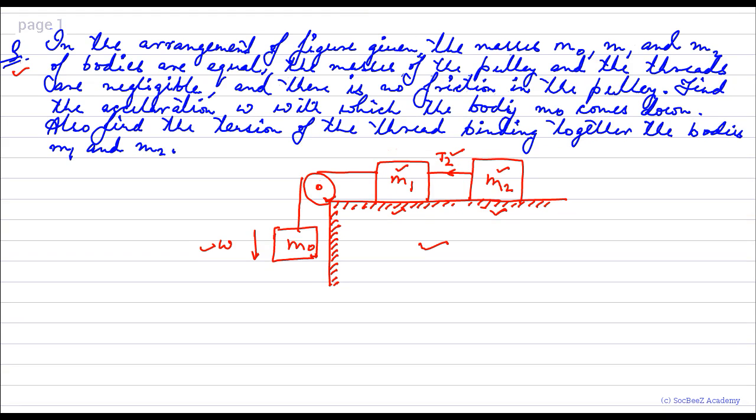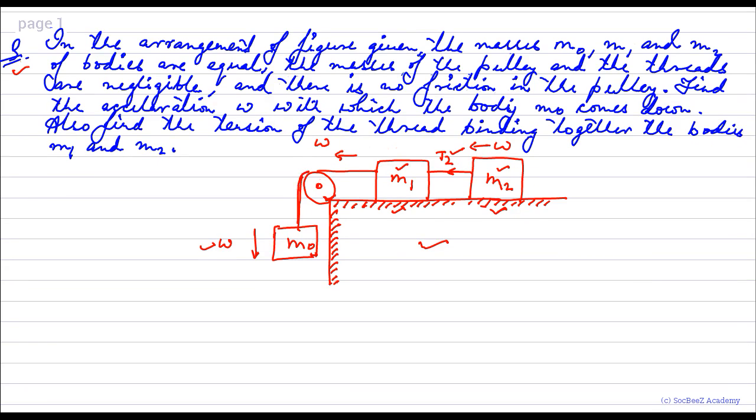Fine. So I'll say that m1 and m2 also move with the same acceleration in the leftward direction. Now let's say that in this segment of the thread the tension is T1, so it would be T1 in the upward direction for mass m0 and T1 would be in the leftward direction for mass m1.